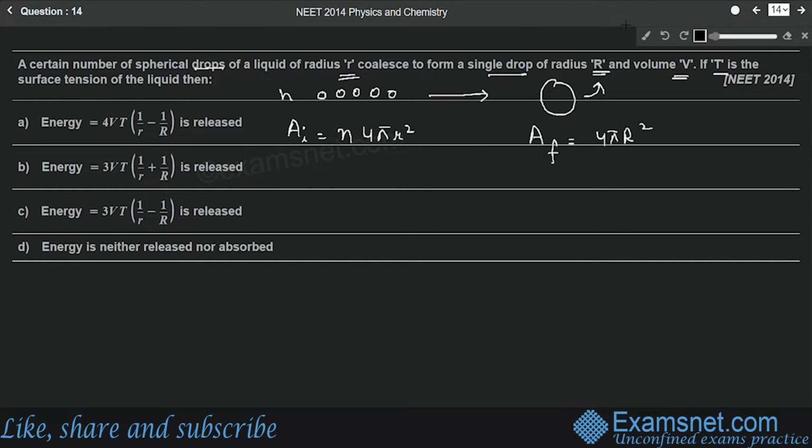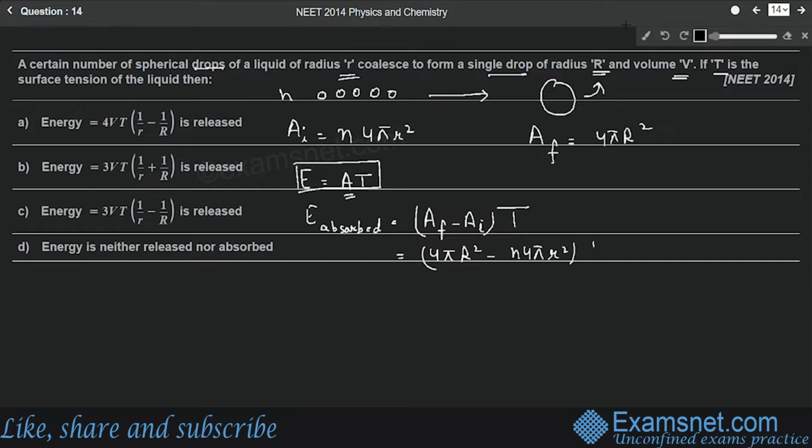Okay. Now during this process of conversion of small drops into the single large drop, the energy is absorbed, and we know that energy is equal to surface area into surface tension. So the energy absorbed will be equal to the change in surface area, that is final surface area minus initial surface area into the surface tension. The final surface area is 4 pi capital R square and initial surface area is n times 4 pi small r square into the surface tension.